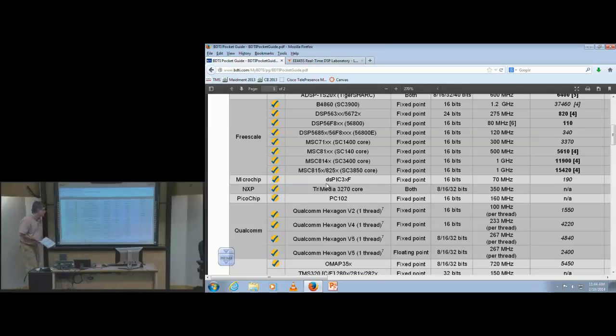NXP, where's that located? Google it. Sure. All right, so will that answer come? So they have, this is for video processing mainly. It's a multimedia processor.